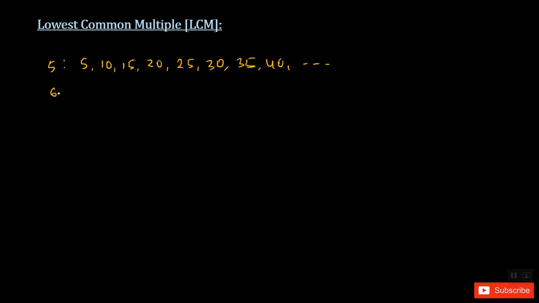So let's write the 6 times table as well: 6, 12, 18, 24, 30, 36, 42, and so on. Now if you look at this pattern, you can observe there is a common number appearing in the 5 times table and also in the 6 times table. That number is 30, right? So 30 is appearing here and 30 is appearing here too. That's why we say the lowest common multiple of 5 and 6 is 30.